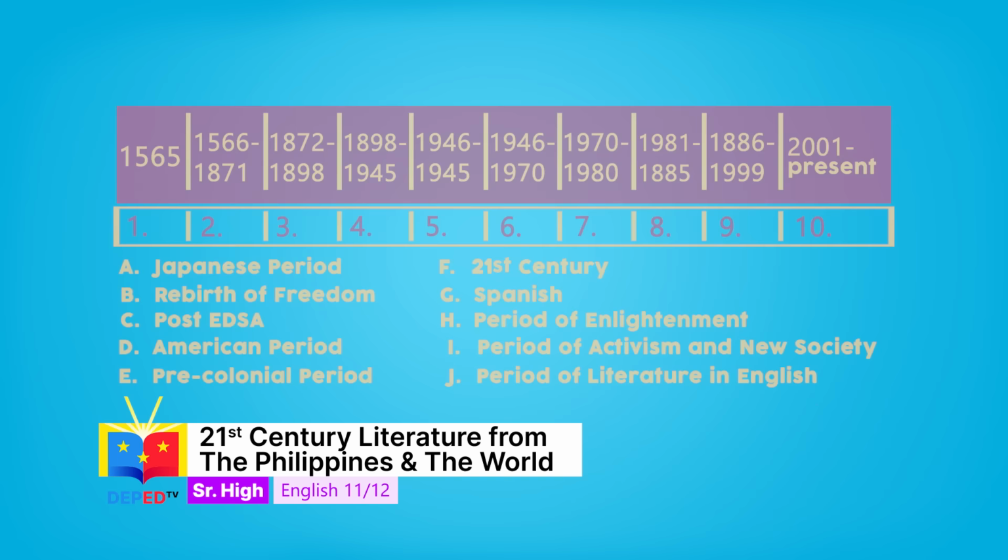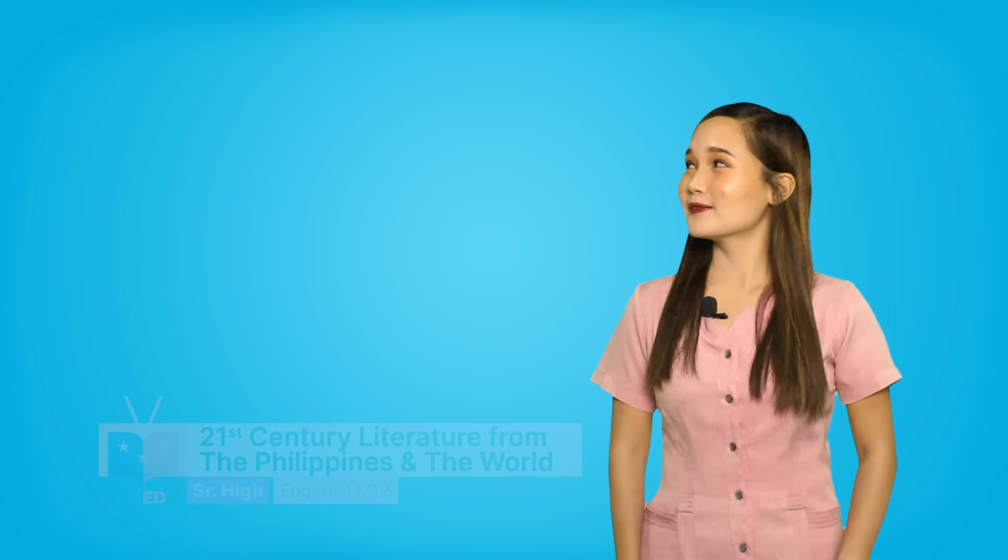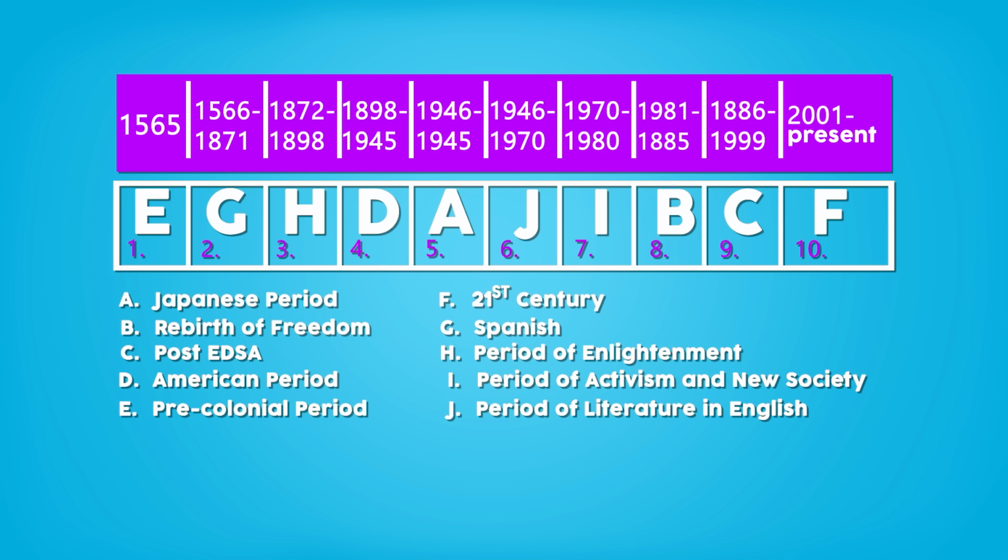Time's up. Let's see how you did. 1565 was a pre-colonial period. 1566 to 1871 marked the Spanish era. 1872 to 1898 was a period of enlightenment. The Americans influenced our literature in 1898 all the way to 1941.